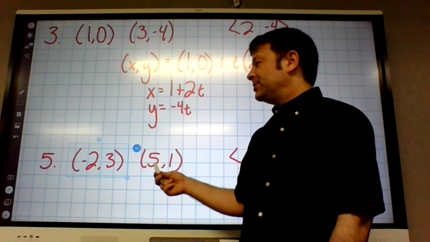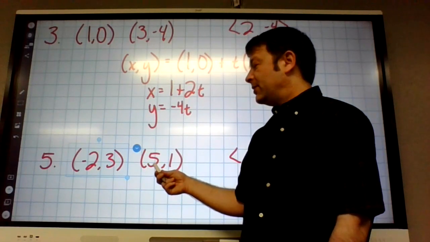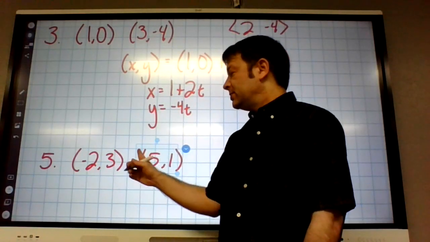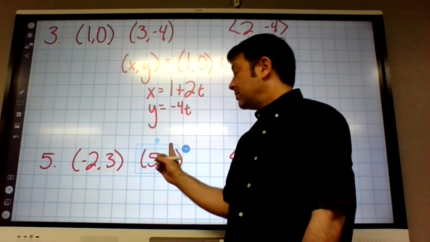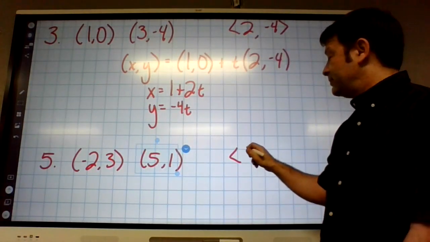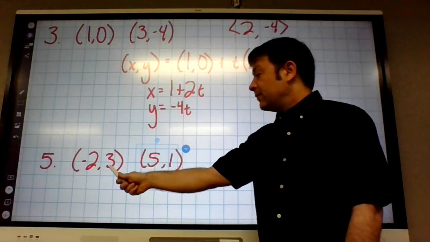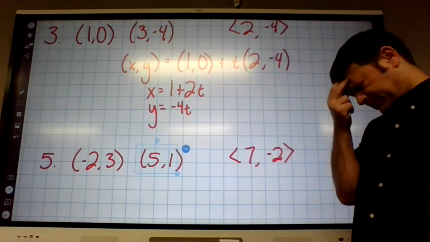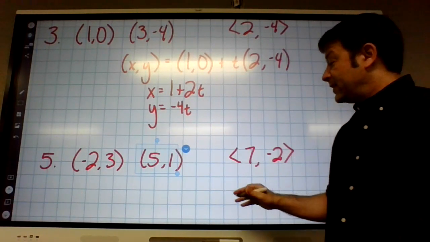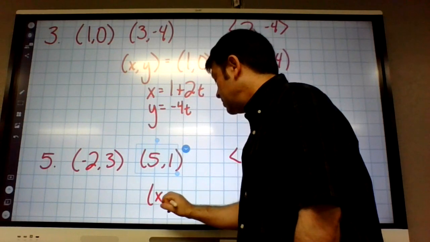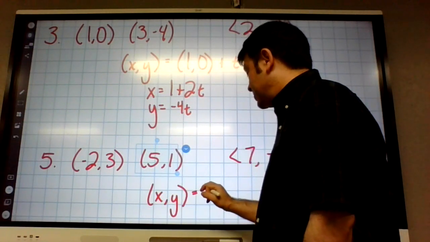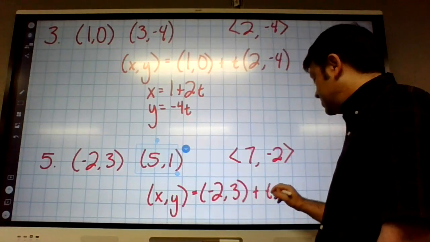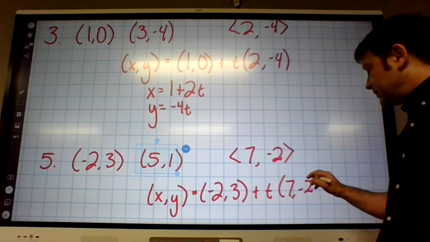Now if you're not sure, you remember the other way you could figure it out? 5 minus -2. Yeah, you just do the second x minus the first x, second y minus the first y. But from -2 to 5, that's increasing by 7. From 3 to 1, it's decreasing by 2. Okay, so that's the vector. So the starting point, we just got to choose one. I just always take the first one. So I'll use -2, 3 plus t, 7, -2.